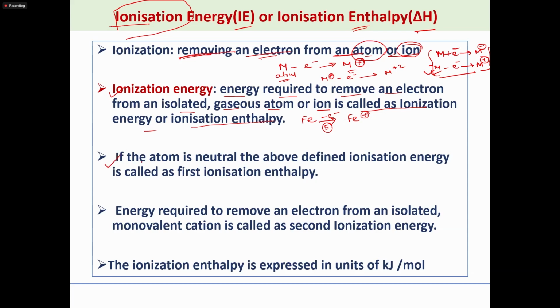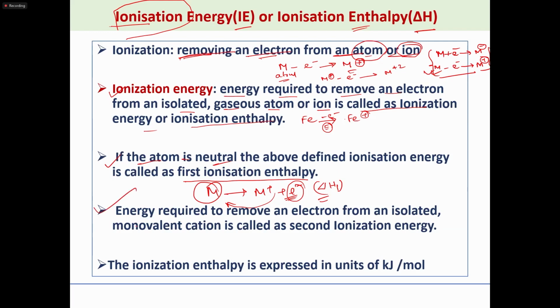The third point is, if the atom is neutral, the above defined ionization energy is called the first ionization energy. So M gives M plus plus an electron. One electron is removed, so whatever delta G is here, it will be delta G1. This is the first ionization energy because the first electron is being removed from this atom.